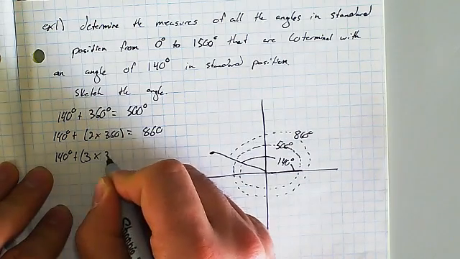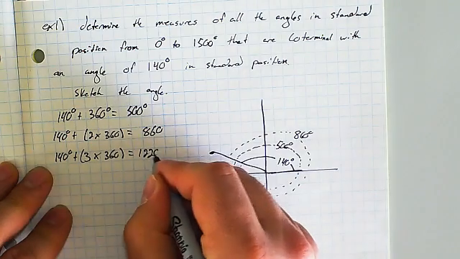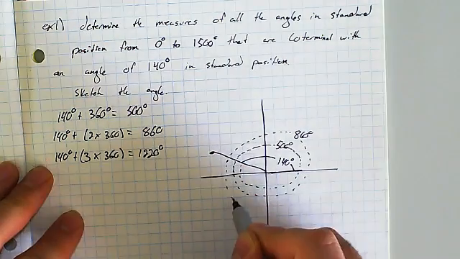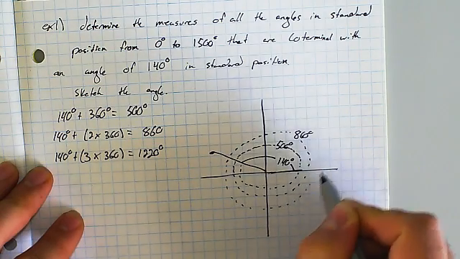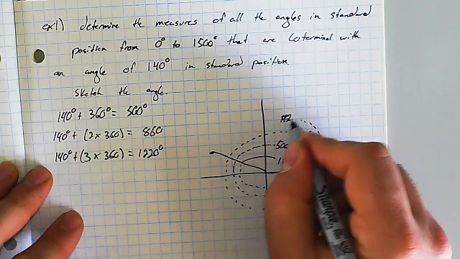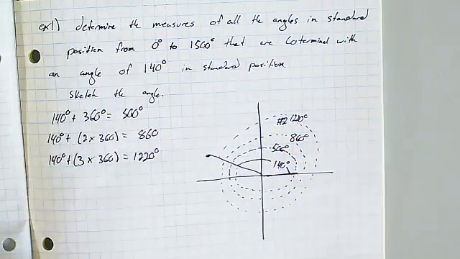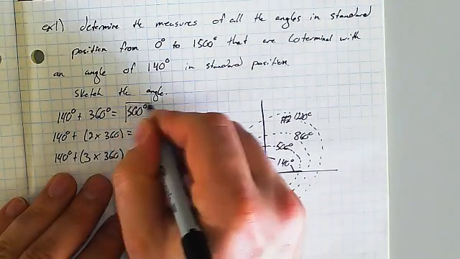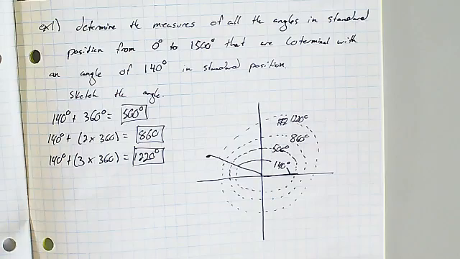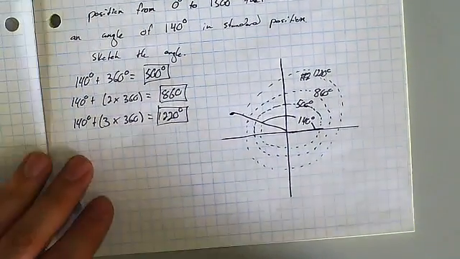Go 140 plus 3 times our 360 gives me 1,220 degrees, which if we then add another 360 to that will be past our 1500, so this is our last coterminal angle. So, all your coterminal angles are 500, 860, and 1,220.